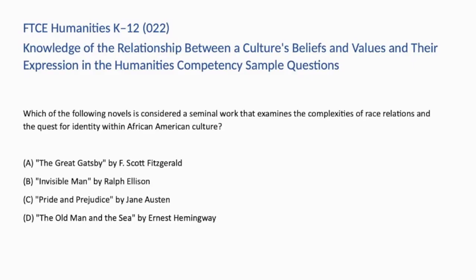So we're looking at these novels and choosing which one is a seminal work examining complexities of race relations and quest for identity within African American culture. A. The Great Gatsby examines the disillusionment of achieving the American dream and wealth. Let's skip to C. The message of Pride and Prejudice focuses on societal issues around class and gender roles. D. The Old Man and the Sea narrates resilience and persevering through struggles, specifically man versus nature.